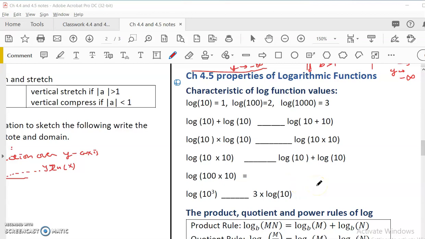Hello Precalculus student, this video is for chapter 4.5, Properties of Log Function. We are going to look into some special features of log function that can allow us to simplify log function values better.